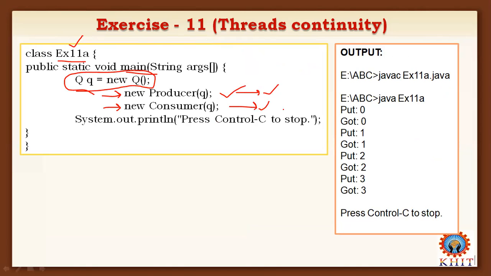To stop that, we need to take a proper step, that is Control C, then we stop that infinite loop. So this is the output. As usual, we can compile this one like this and run it. The values may be generated like put by producer and got by consumer. And when you want to stop, press Control C.